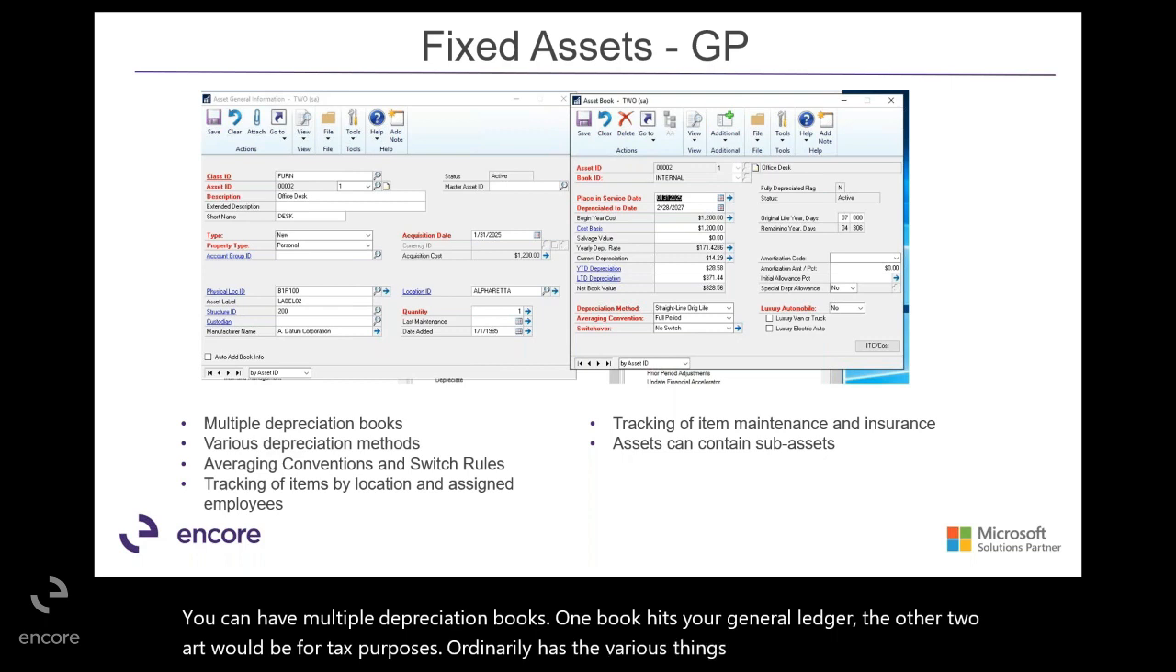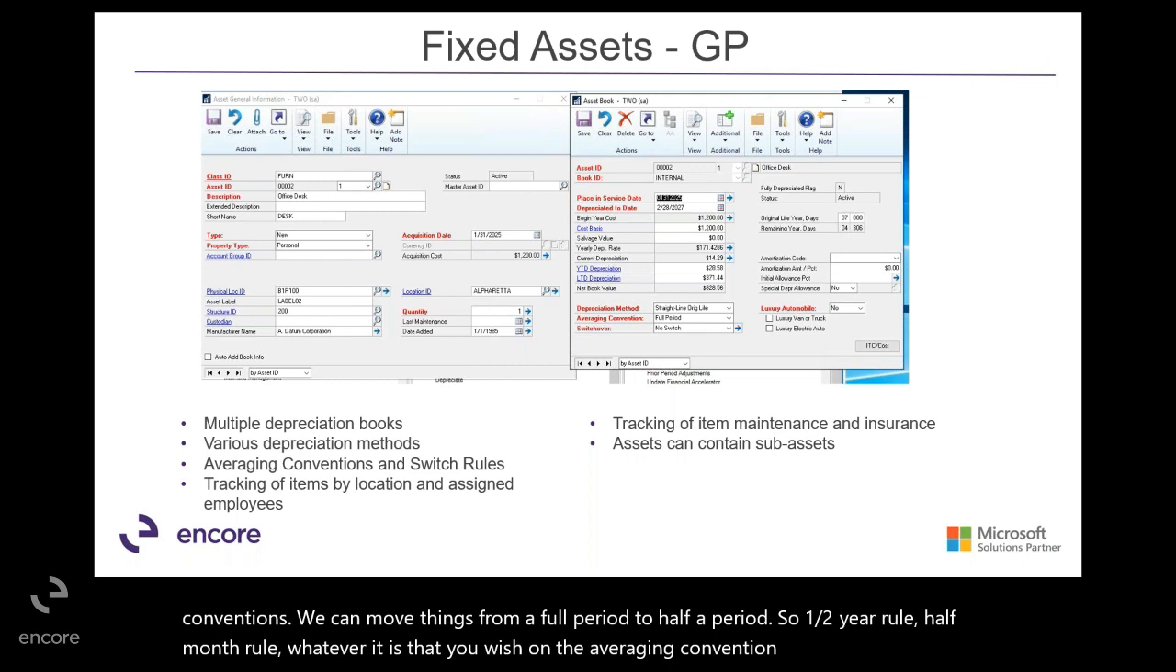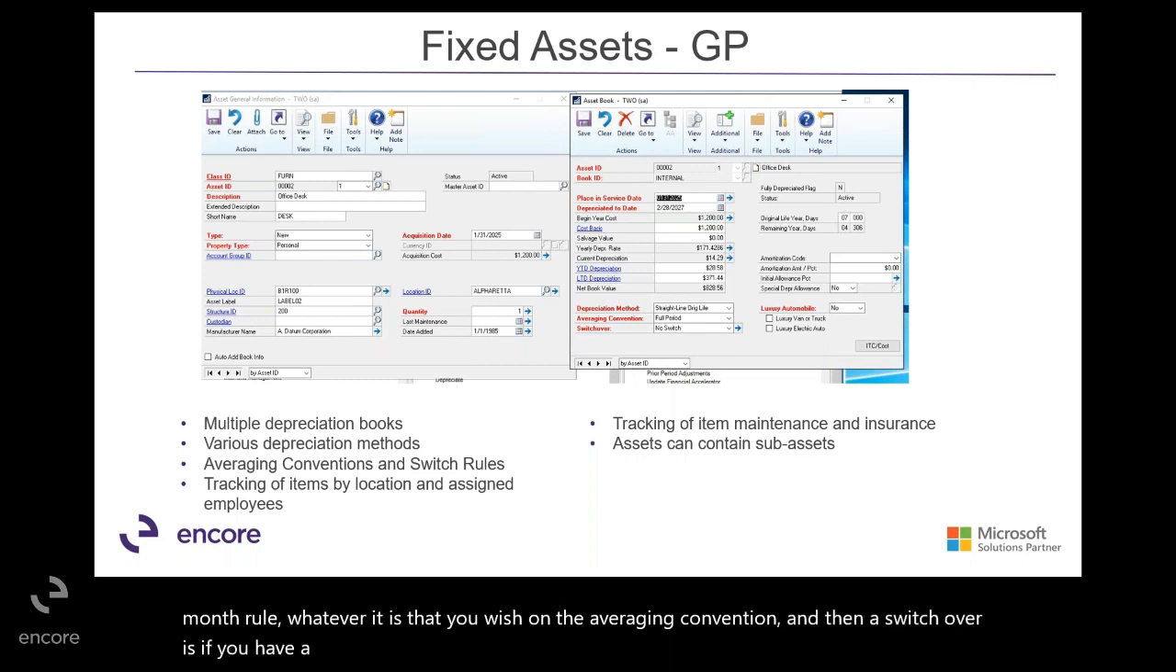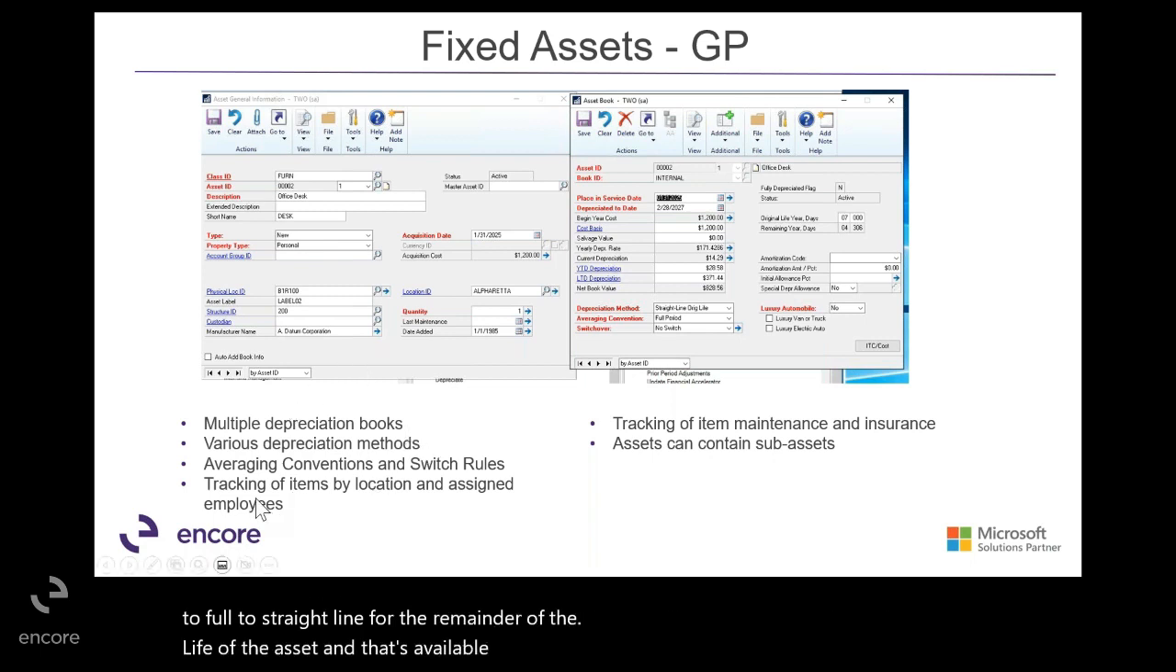You can do averaging conventions. We can move things from a full period to half a period. So a half year rule, half month rule, whatever it is that you wish on the averaging convention. And then a switchover: a lot of people will use a declining balance until 50%, and then they switch over to straight line for the remainder of the life of the asset, and that's available to you as well.